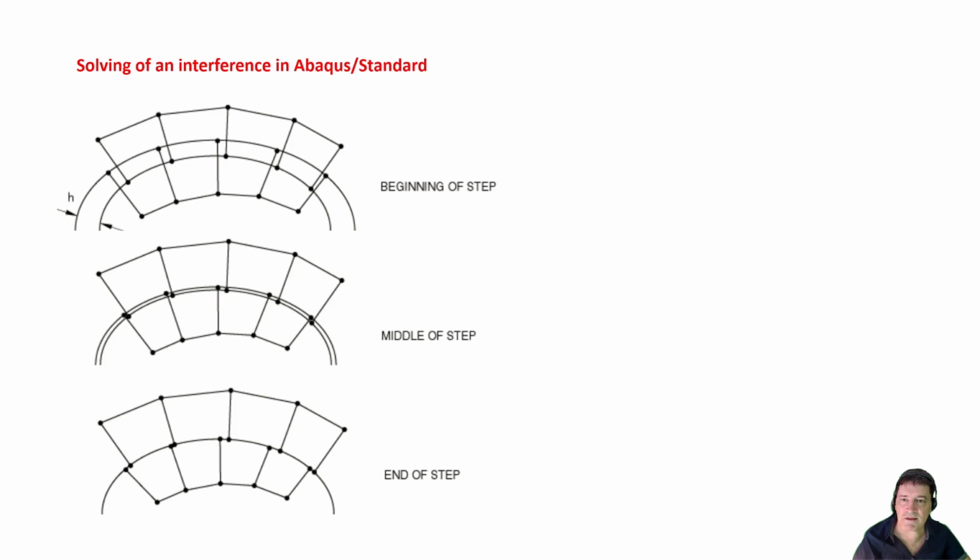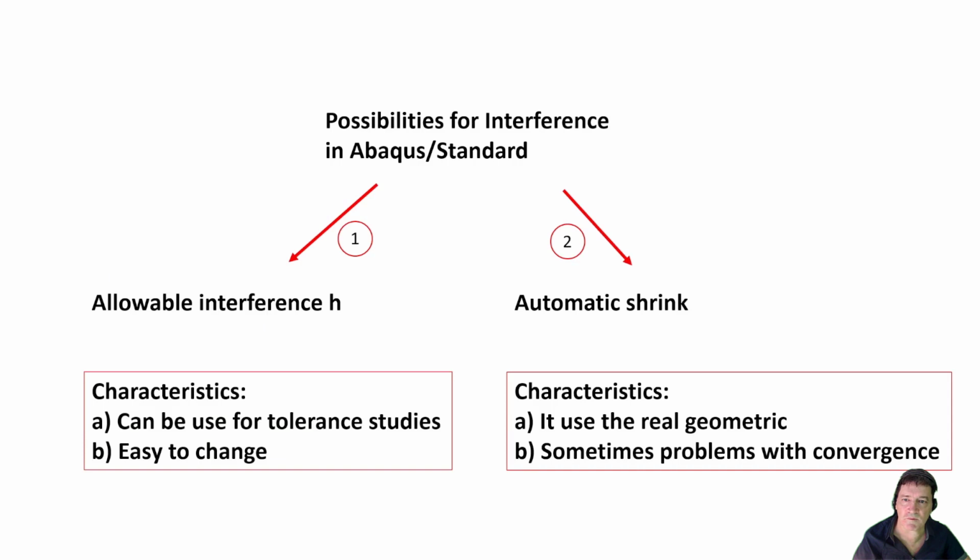There are two possibilities to solve an interference problem. The first is to define an interference independent from the geometry. It can be used for tolerance studies and it's easy to change. The second possibility is an automatic shrink option. It is used for real geometry, but sometimes it has some convergence problems.